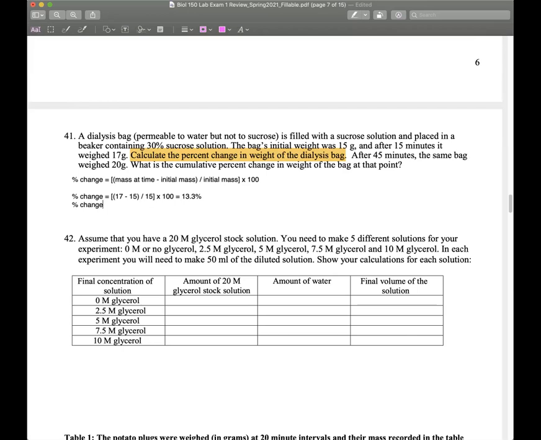Got a little bit ahead of ourselves there, but I'm going to set it up the same way. So our weight at whatever time point, which is 20, minus our initial weight, divided by initial weight. And then don't forget to multiply it by 100 so that we get our percentage.